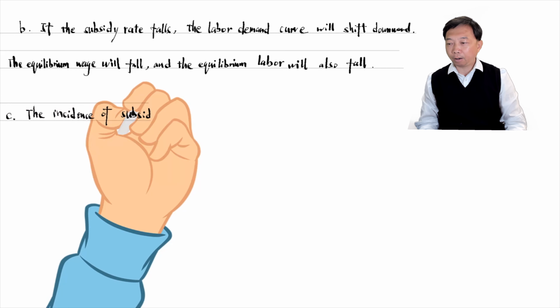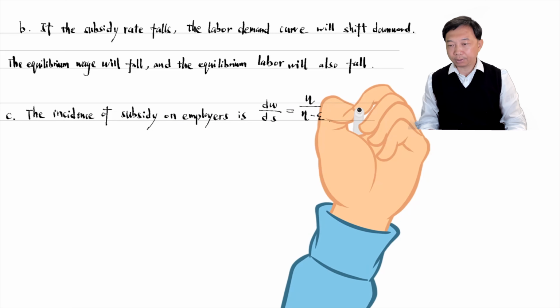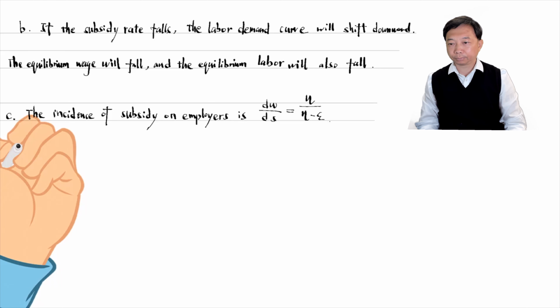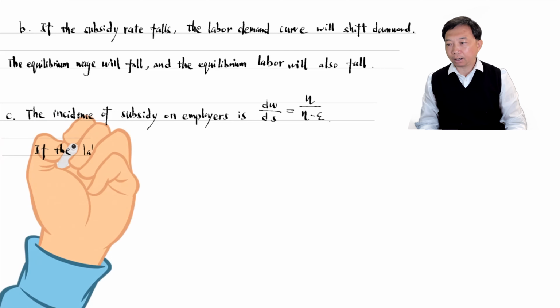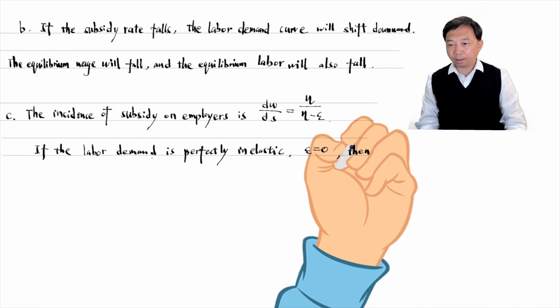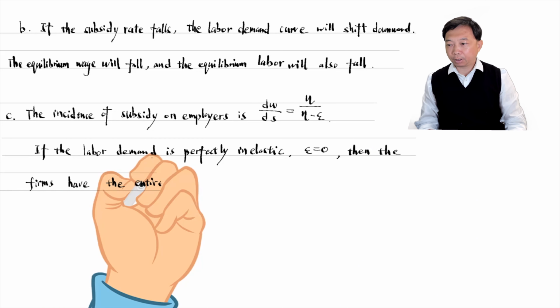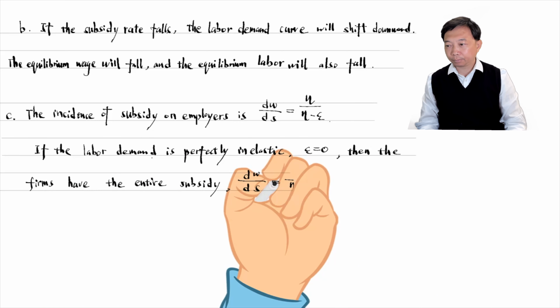The formula of the incidence of the subsidy on employers is as follows. Let's consider an extreme case where the labor demand is perfectly inelastic, epsilon equals 0. Then the firms have the entire subsidy.